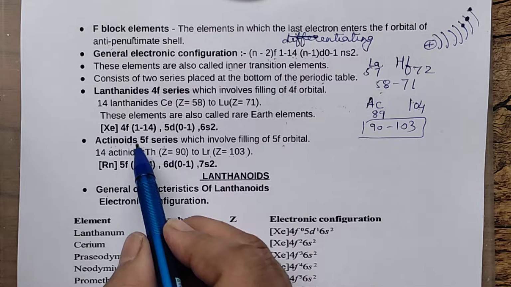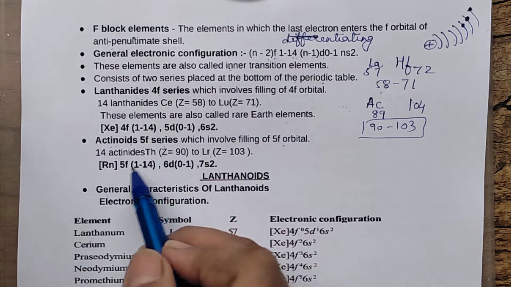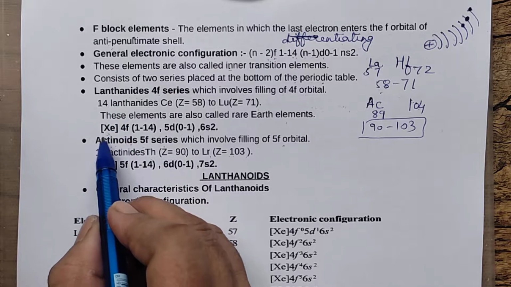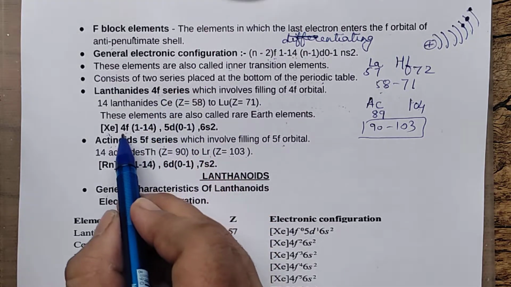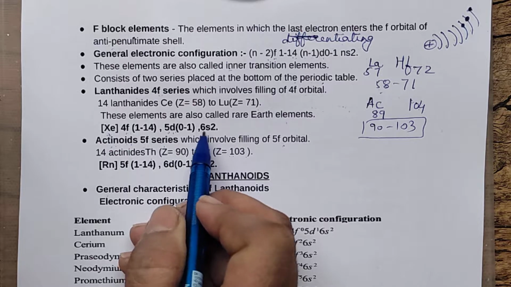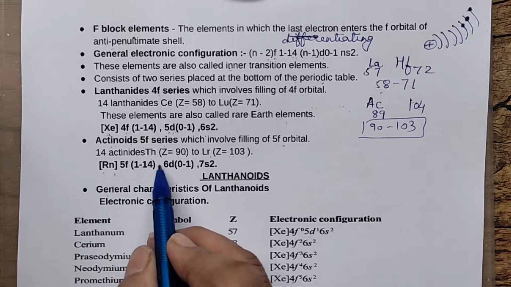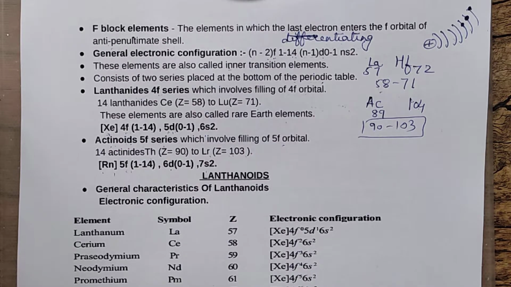If we want, we can specify the configuration of lanthanides and actinides separately also. In that, we will have to specify the noble gas. So in lanthanides, xenon, and then 4f 1 to 14, because the 4f orbital is being filled. So if this is 4f, this will be 5d, and if it is 5d, this will be 6s. Likewise in actinides, it will be radon, 5f 1 to 14, then 6d and then 7s. So the general configuration is known. We can also write down the individual configurations.